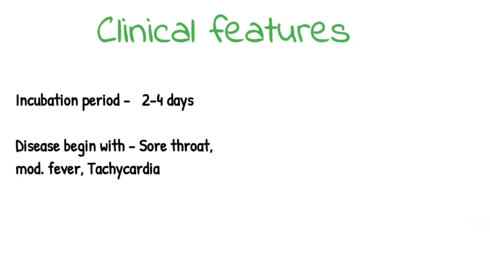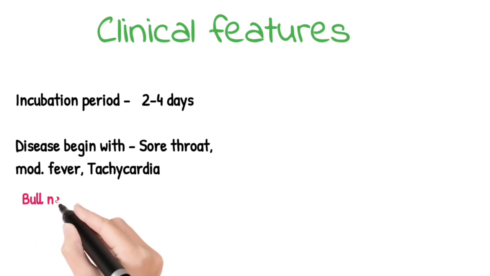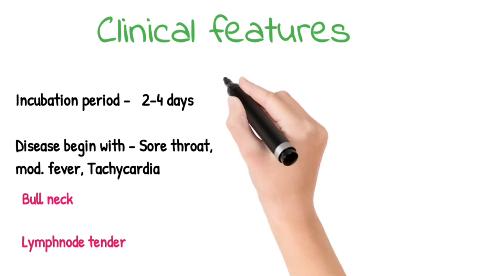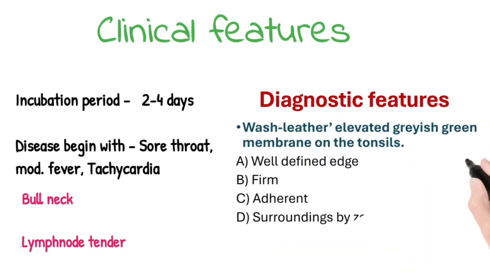Clinical features. First, the incubation period is 2 to 4 days, and the disease begins with a sore throat, moderate fever, and tachycardia. Bull neck also gives the appearance of a bull neck, with lymph node tenderness.